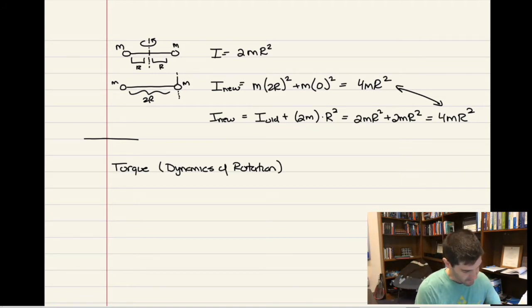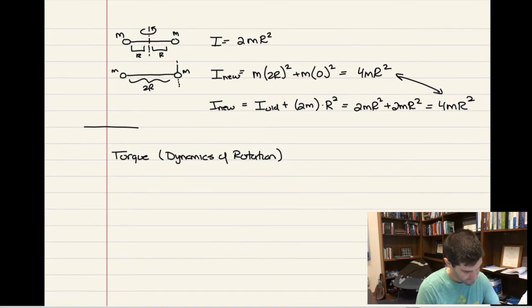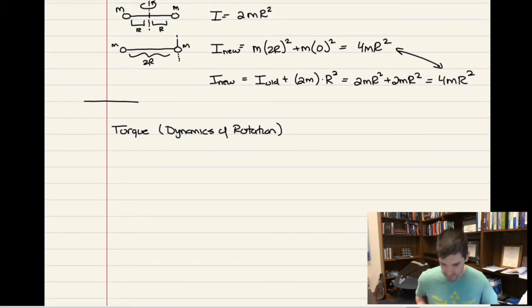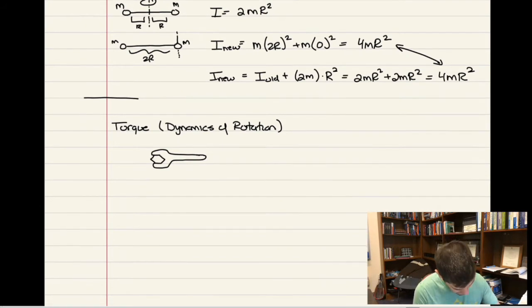So let me redraw it over here. Let's see how good I am at drawing screws. All right, so I have some screw. There's a wrench that is around that screw, and some force is being applied. Maybe I'll apply the force here and it points in some direction. That's the force I'm applying.